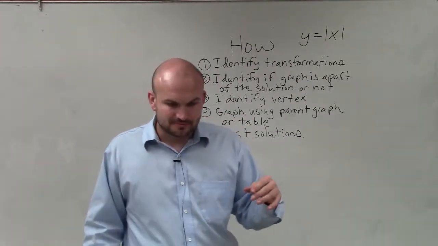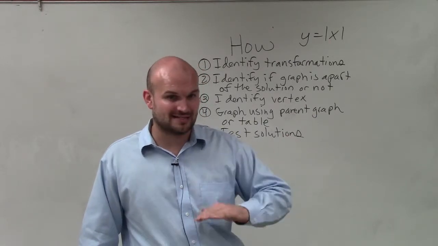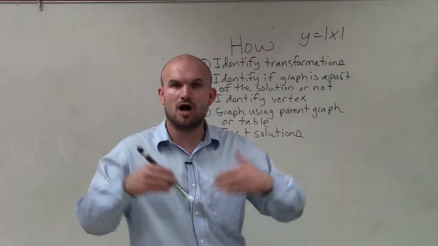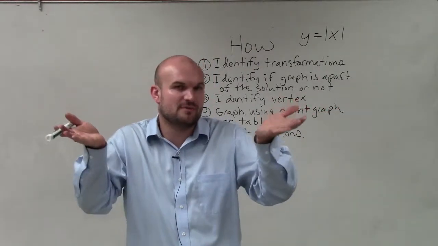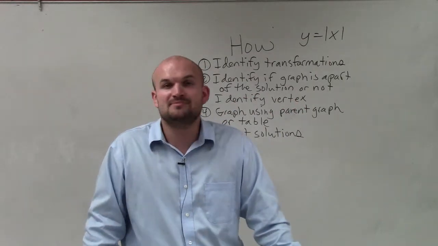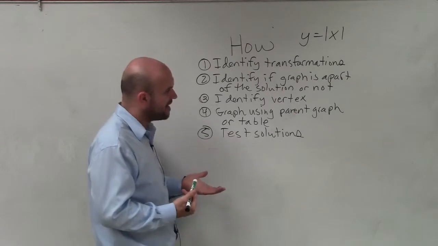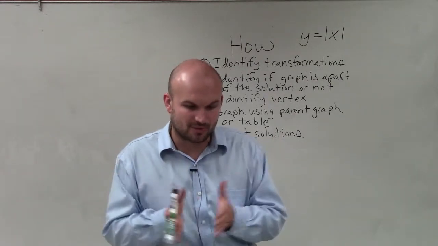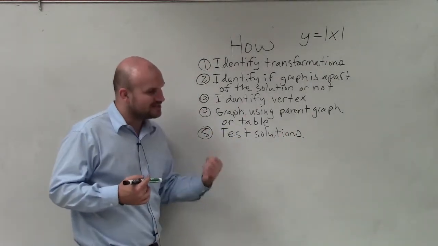If the only thing we have is shifting left and right, up and down, and reflecting, then we can just use the slopes from the parent graph to draw the graph from this vertex, because it's going to have the same slopes going from the vertex, even if it's going downward instead of upward. So we can just use the parent graph to graph our graph. However, if we have a dilation, that means a compression or a stretch horizontally, then we still can just use the parent graph.